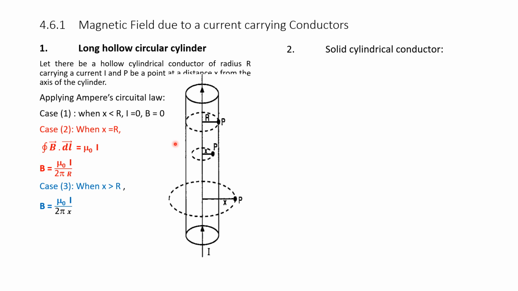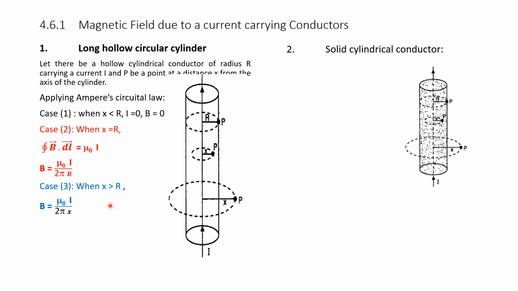In case 3, when P is located outside the hollow circular conductor, when x is greater than R, B is equal to mu naught I over 2 pi into 1 over x. These are the three equations for the magnetic field due to a current carrying hollow conductor.